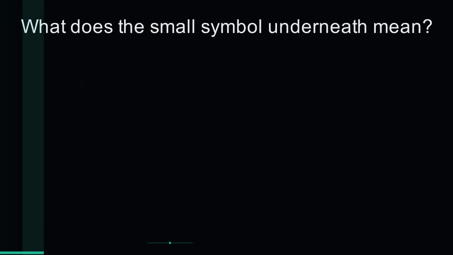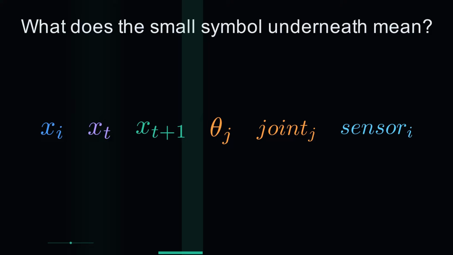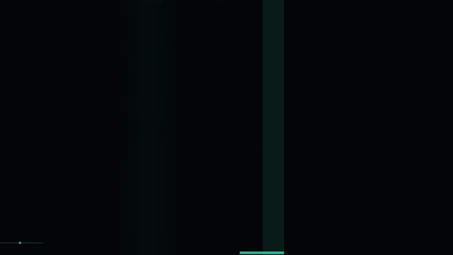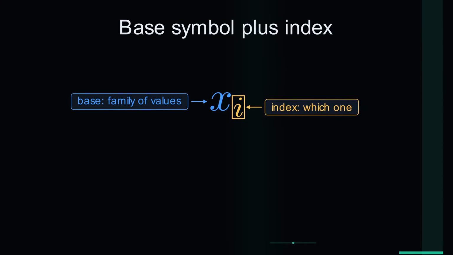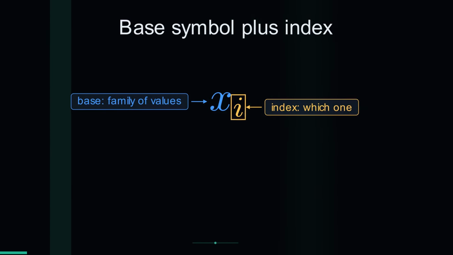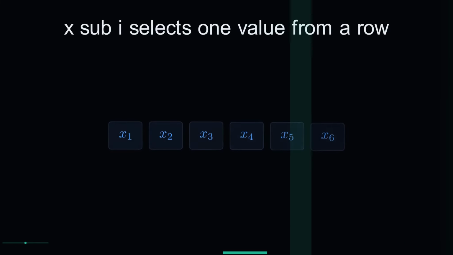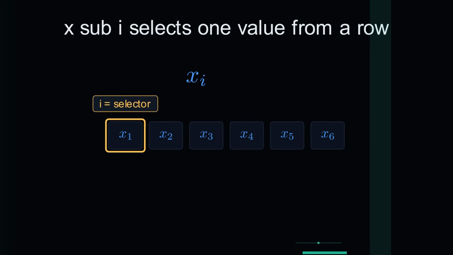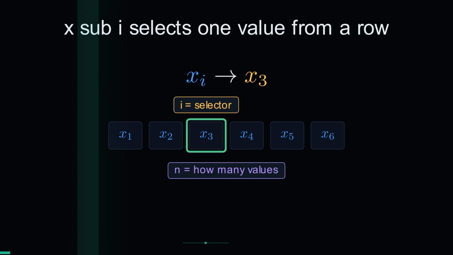What do tiny i, t, or k subscripts mean? A subscript changes meaning on purpose, it is not decoration. In x sub i, x names the family. i selects one item from it. Read x sub i as the i-th x, one value from a row, without changing the whole family name around it.